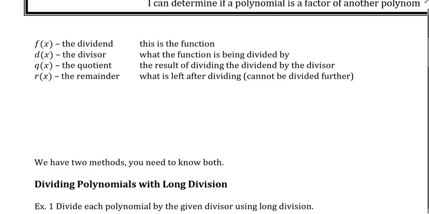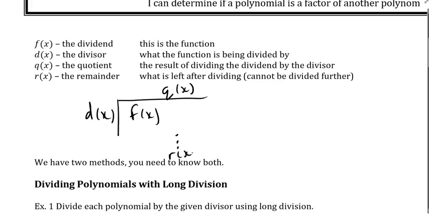So if we set this up in long division, because we do understand that notation, it would be d at x divided into f at x. My result is q at x. And then if I have a remainder, which you don't always, that would go there. How many times does 2 go into 11? 5. And then you'd end up with remainder 1.